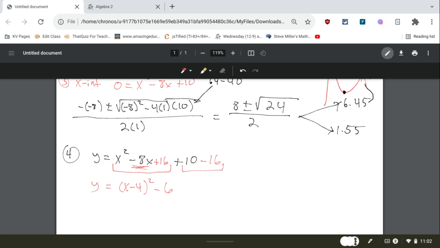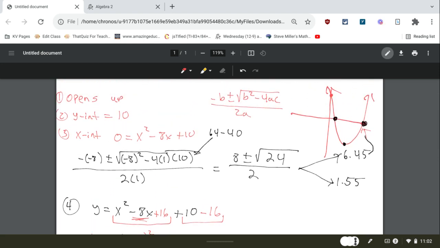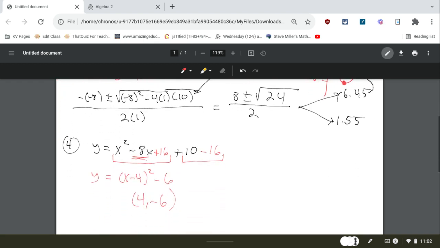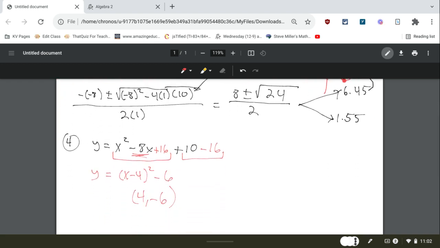The reason I did that was so that now it's in vertex form and I can read what the vertex is. The vertex is just going to be +4, the opposite of the number in the parentheses there, and -6. And that is the coordinates of that point right there. It's 4 on the x-axis and -6 on the y-axis. So that's my vertex. That is the first way that you could go about finding the vertex.